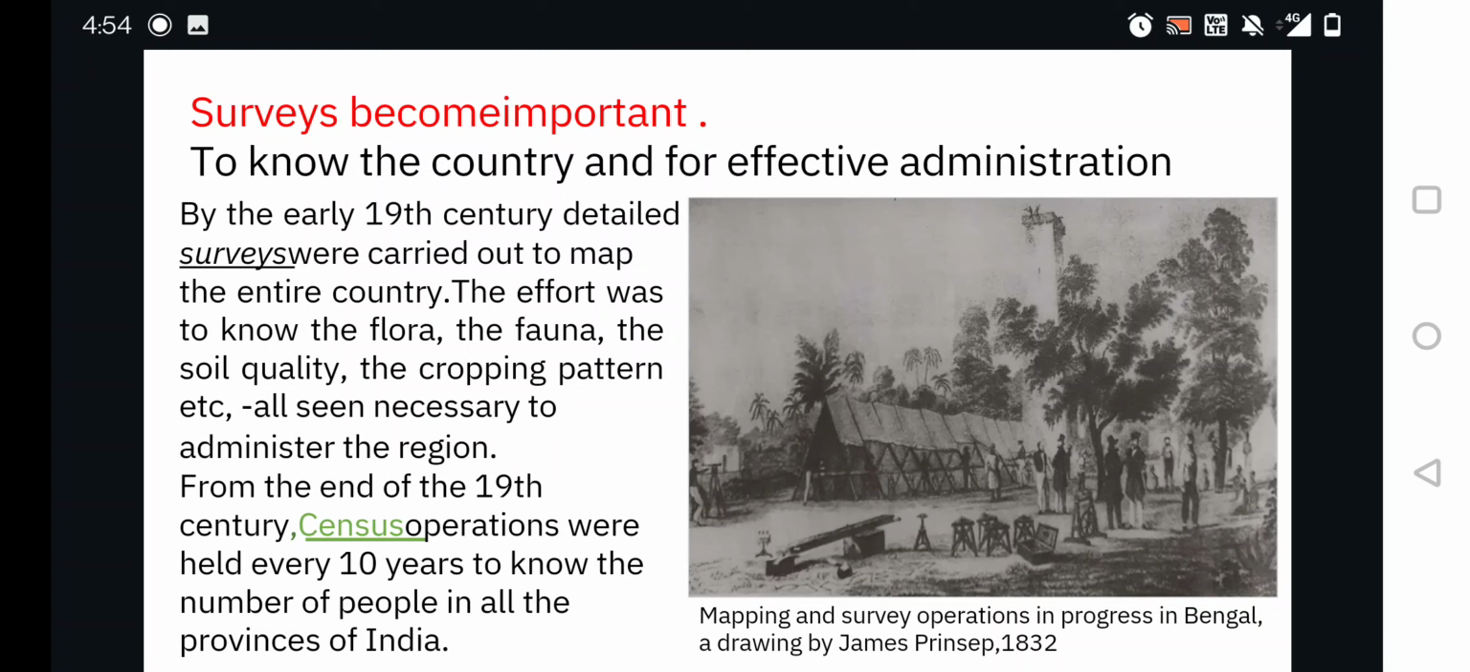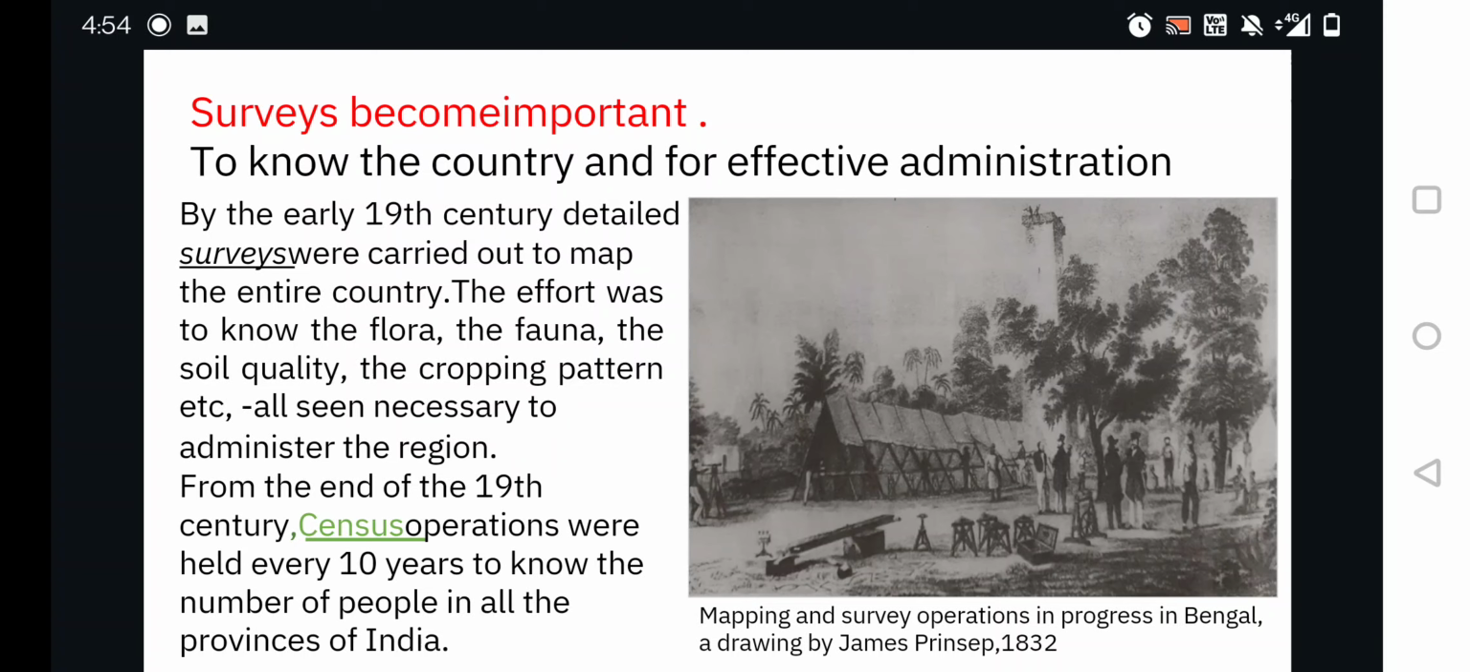So the effort was to know the flora, fauna, soil quality, cropping pattern, everything. They wanted to know everything about the country so that they can exploit the resources in an optimal manner. Also, they wanted to know the people of the country, how they think, what their past was, everything they wanted to know. And they wanted to count people also. So to count people, they started doing census.